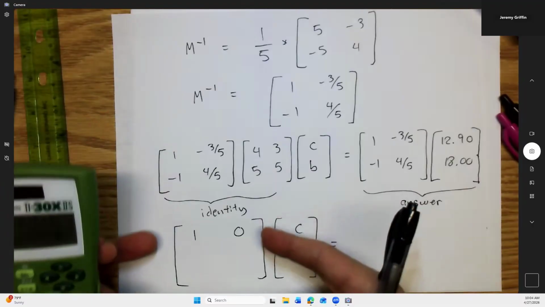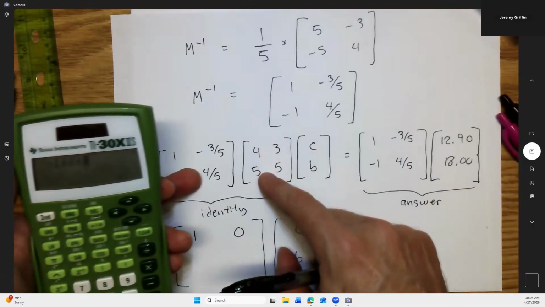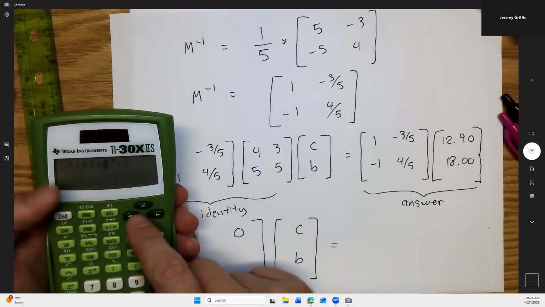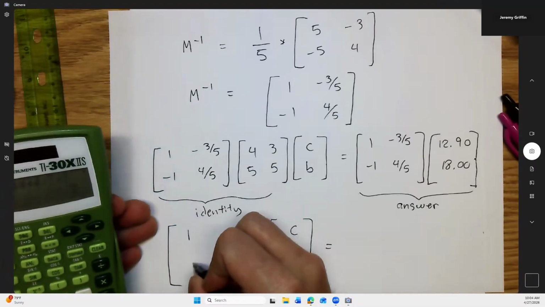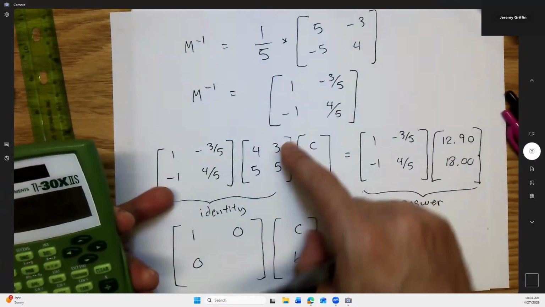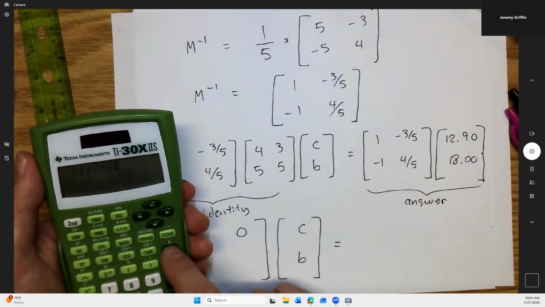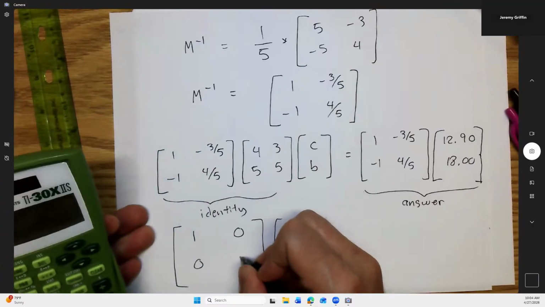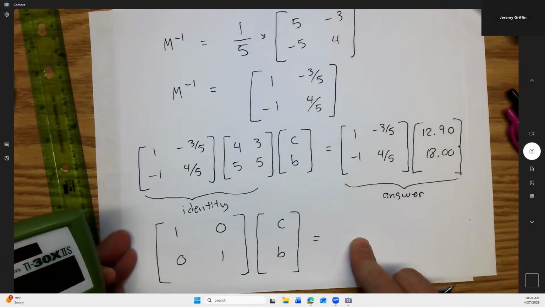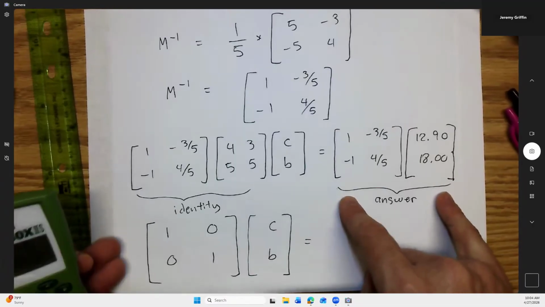Then bottom left, I got -1 times 4 plus 4 fifths times 5. Also 0. And finally, -1 times 3 plus 4 fifths times 5. And that is 1. That's exactly what I was looking for. If you do a bunch of these, you can skip that step, but it's nice to confirm at least once. And then over here, we're about to get the answer. We just have to multiply this.